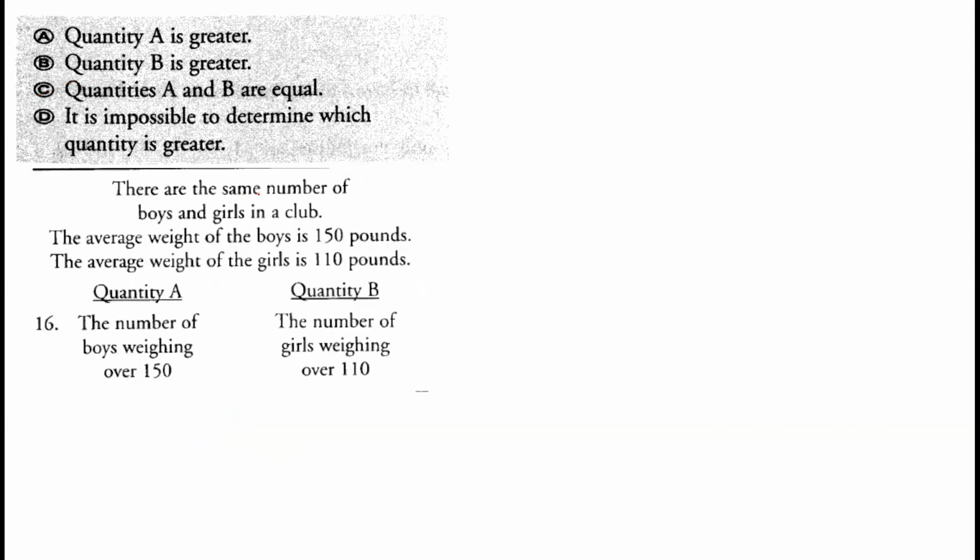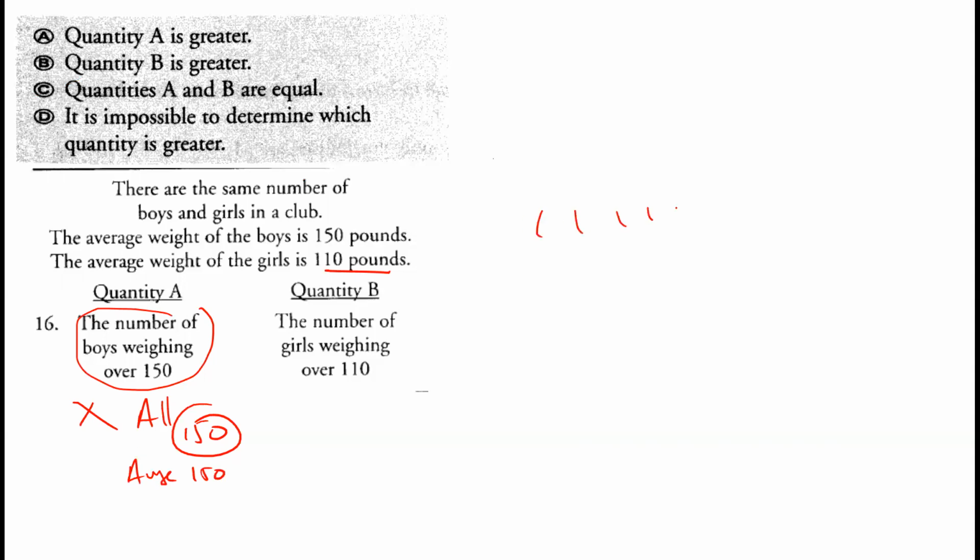There are the same number of boys and girls in a club. The average weight of the boys is 150, and the average weight of girls is 110. So the number of boys weighing over 150, we cannot answer this question, because there might be a scenario where all of them weigh 150. Still, the average would be 150. If every student weighs 150, then the average will also be 150. So we cannot say how many students there are. And it's the same case with girls.